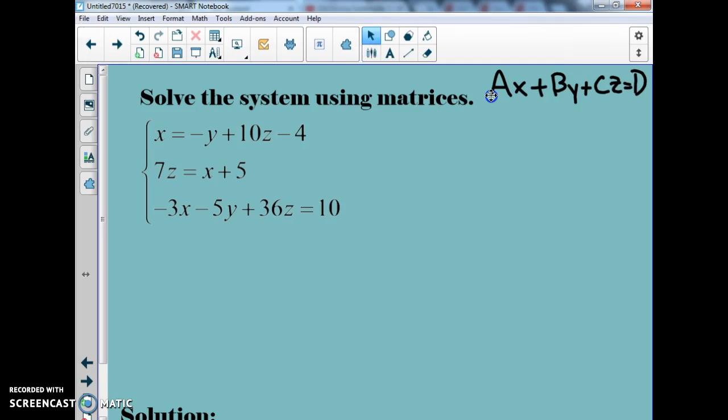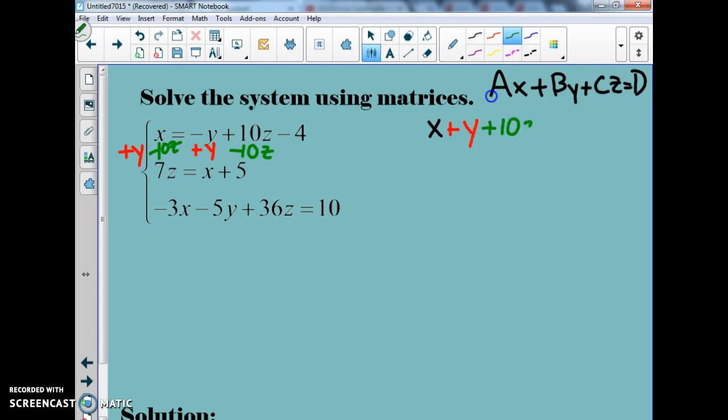Looking at my first equation here, I'm going to add y to both sides to get my y over there. I'm going to subtract 10z from both sides. And again, that will give me all of my variables on the left, my constants on the right, and I will have x plus y minus 10z is equal to negative 4.